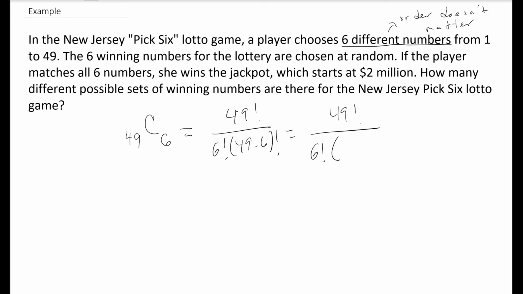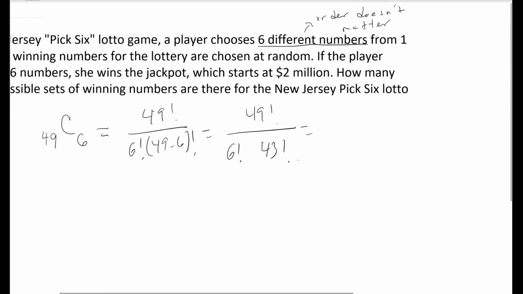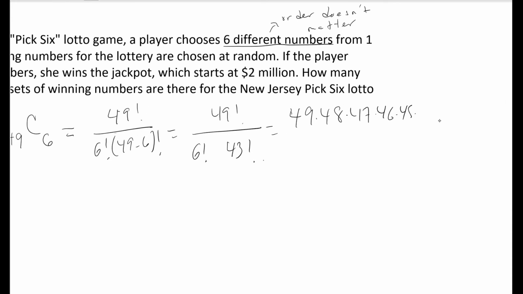And then 49 minus 6 is, I'm sorry, this is completely wrong, 43 factorial. So I don't need the parentheses anymore. So 6 factorial and 43 factorial. And then now we can rewrite 49 factorial as 49 times 48 times 47 times 46 times 45 times 44 times 43 factorial. We can stop at 43 factorial in order to cancel out the 43 factorial from the bottom. And then recall that 6 factorial is 6 times 5 times 4 times 3 times 2 times 1. So this is how you would show your work as far as the numbers are concerned.